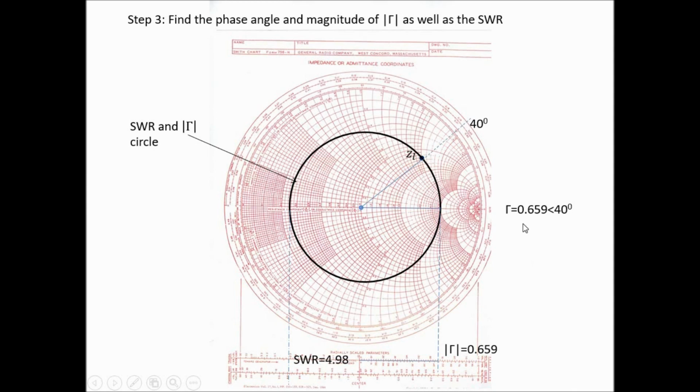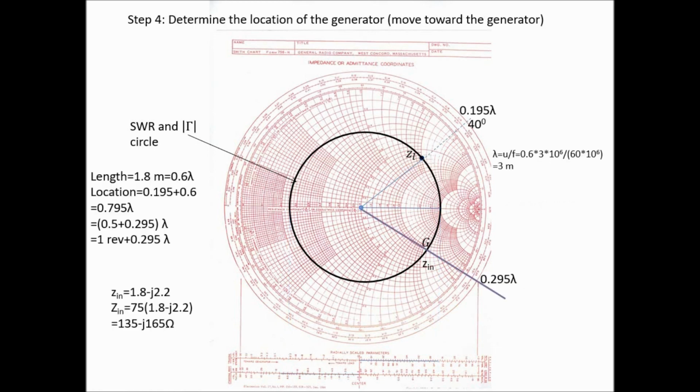So the reflection coefficient will be 0.659, the magnitude from this scale, and the angle from the scale written here. So 0.659 angle 40 degrees. And for the standing wave ratio, you take this radius and put it on the line. You'll get a standing wave ratio of 4.98. So this is how we can find the reflection coefficient and standing wave ratio.